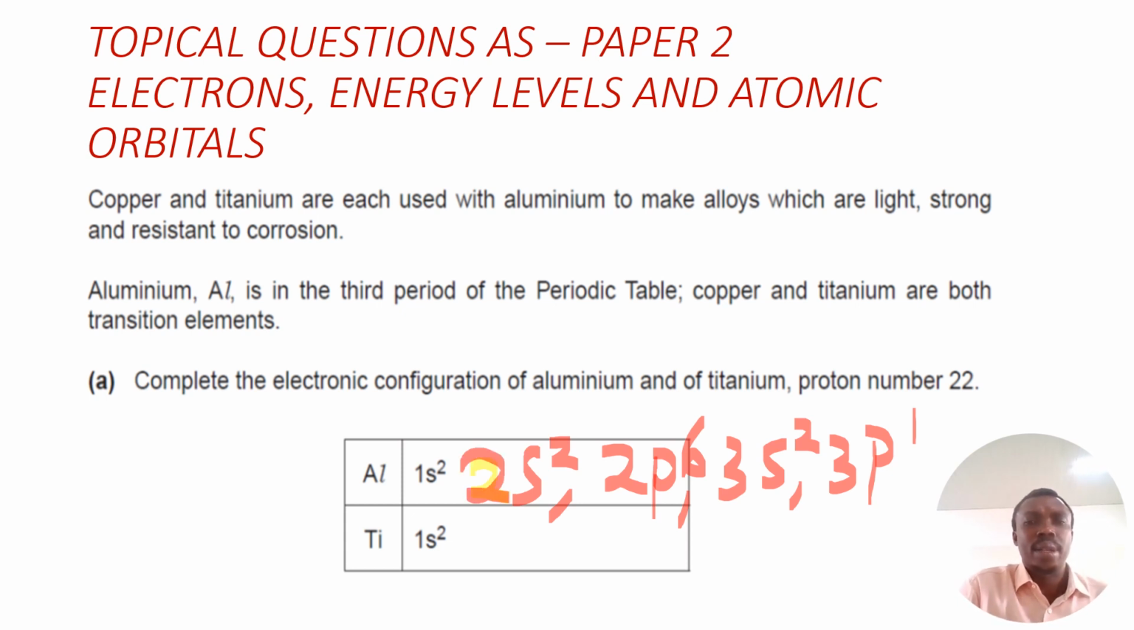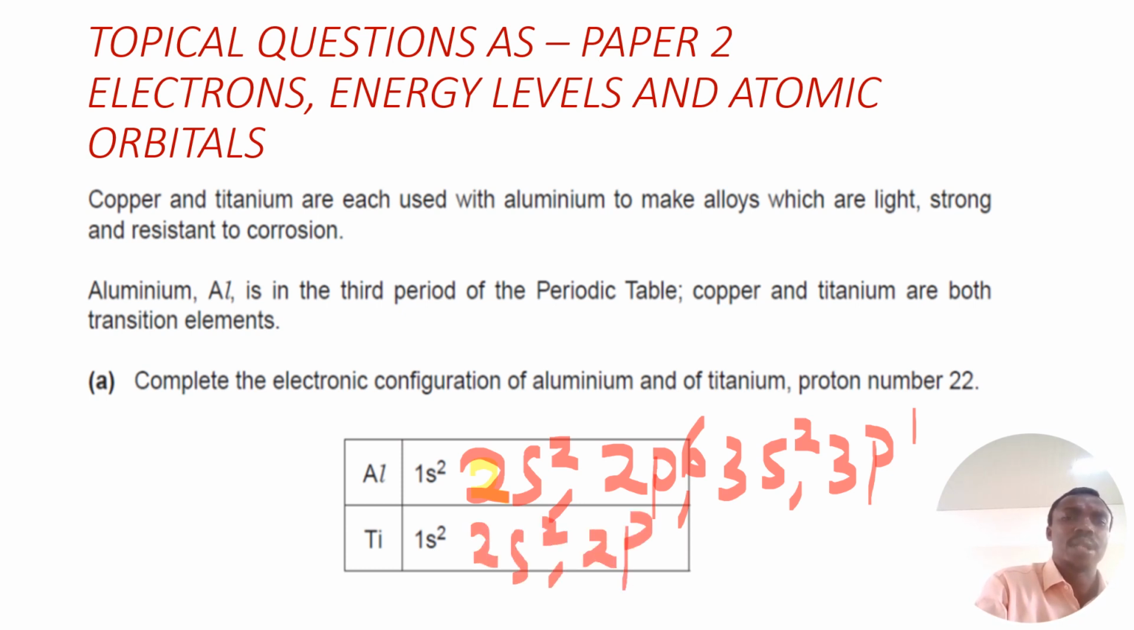So titanium is 22, which is 1s2, 2s2, 2p6, 3s2, 3p6, 4s2, then 3d2.